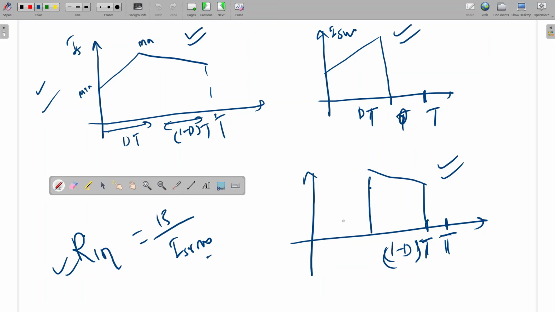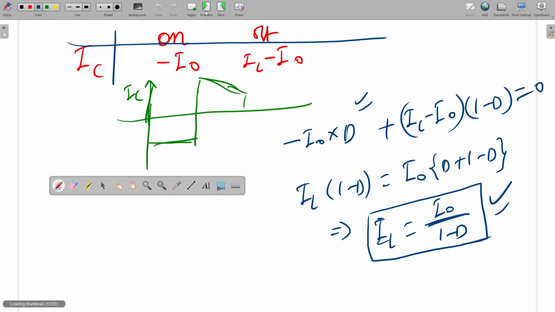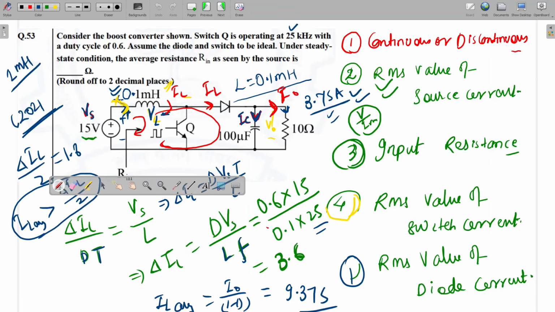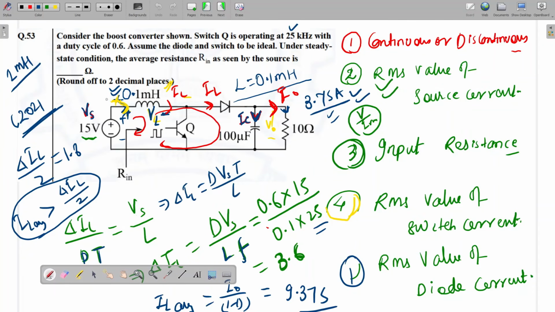Okay, so all of you solve this question. Try to calculate the source current RMS value, switch current RMS value, and diode current RMS value. Input resistance also. All of you can take a screenshot of this question. It is the previous year question, but 0.1 millihenry you have to take. I will come up with the answer in the next class. Then you can verify your answers.